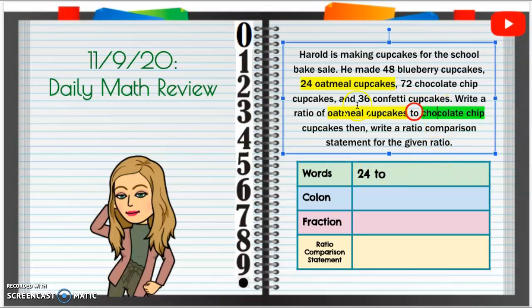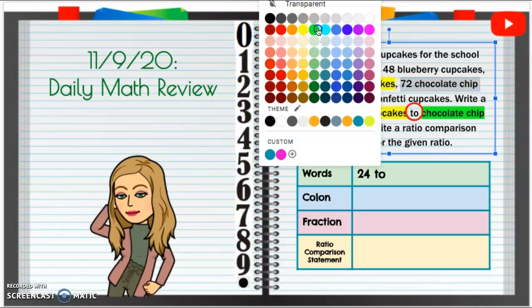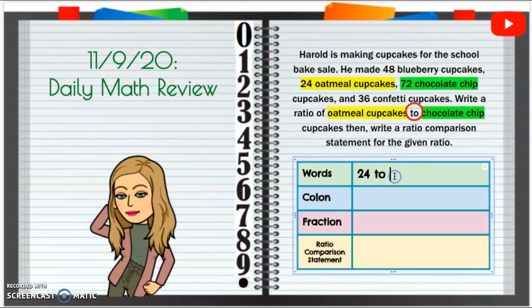Now let's look at chocolate chip. How many chocolate chip? Oh, 72 chocolate chip cupcakes. So the second, or what we're comparing to, is 72. So 24 to 72. Also 24 with that colon, 72. And then that fraction, 24 with that fraction or slash 72, or divided by 72.